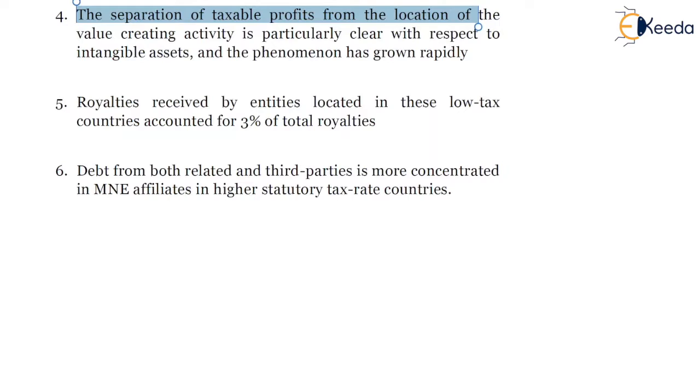The separation of taxable profits from the location of value creating activity, in our example research and development activities, is not in sync with the royalty income. The separation of taxable profits from the location of value creating activity is particularly clear with respect to intangible assets. In our example, the intangible asset was a patent, from which royalty income was derived by the funding company, and the phenomenon has grown rapidly.